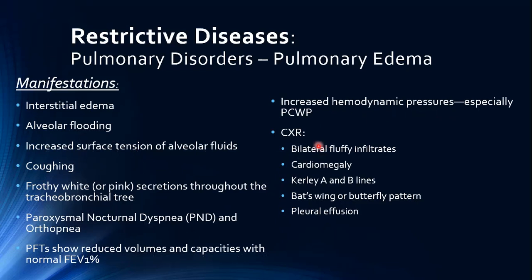And then a chest X-ray. The chest X-ray usually shows bilateral infiltrates, cardiomegaly, Kerley A and B lines, bat wings or butterfly patterns of fluid, and pleural effusions. The chest X-ray, again, is not going to be on your exam. That's a little bit further along, when you start studying chest X-rays.